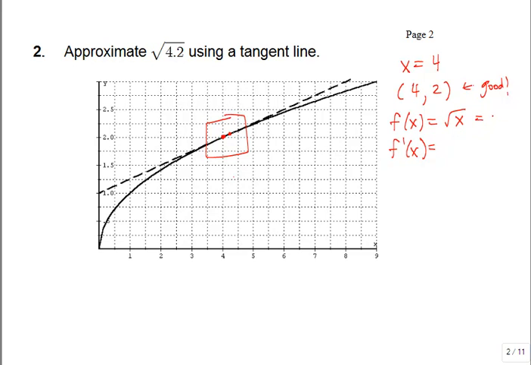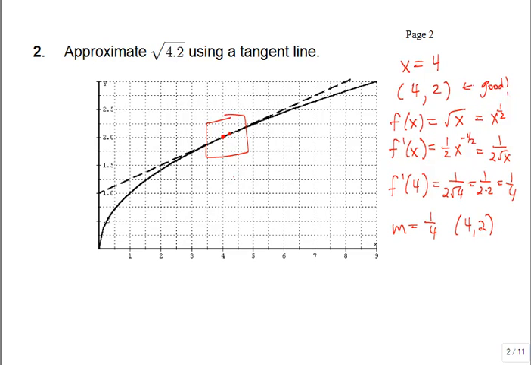Well, we need a slope, so we need a derivative. Square root of x is x to the 1/2. So if I bring down the 1/2 and subtract 1 from the power, this becomes 1 over 2 square root of x. And we want the derivative at this good point, so we want to know what f prime of 4 is. So if I plug in 4, that's 1 over 2 times 2, or 1/4. So my slope m is 1/4, and my coordinates of my good point are 4 comma 2.